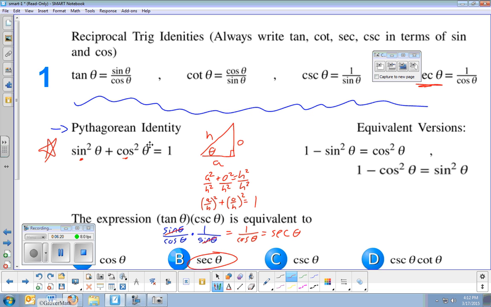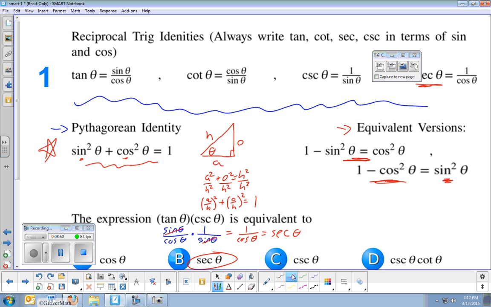But this is an important thing to really memorize. This comes up a lot in identity problems, or at least a version of it. One of these equivalent expressions that I have listed over here. If I were to move cos squared to the other side, I would have 1 minus cos squared equals sine squared. And if I were to take this original and move sine squared to the other side, I'd end up with 1 minus sine squared equals cosine squared theta. So these two over here are just versions of this one moved around.